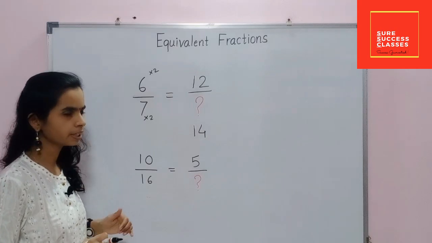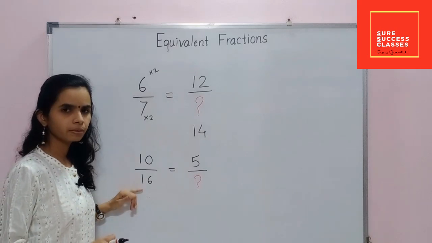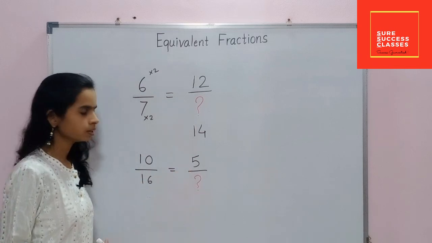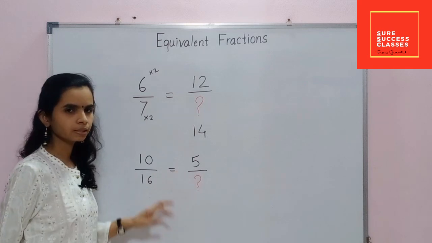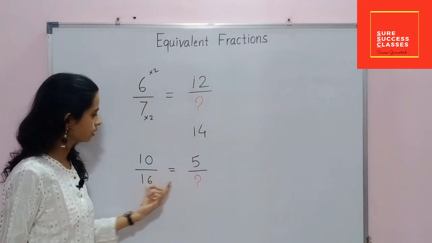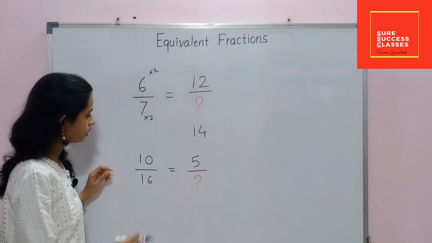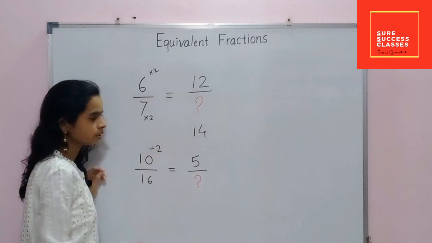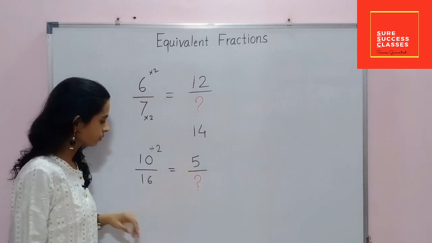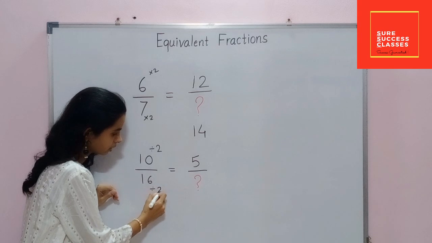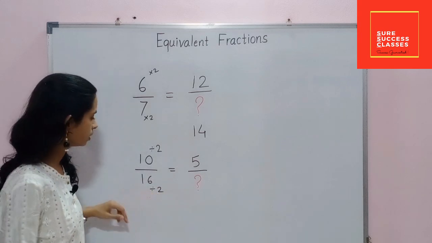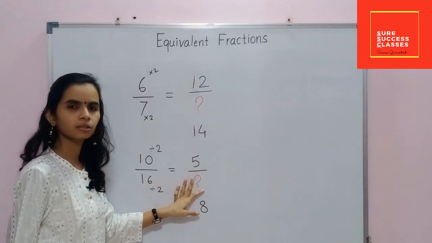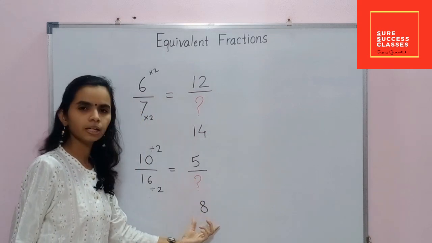Students, let's go for the next example. 10 divided by 16 is equal to 5 divided by question mark. Here the equal to sign suggests that these are equivalent fractions, and if we divide 10 by 2, then we will get the answer 5. Similarly, here also we will divide 16 by 2, then we will get 8, since 2 eights are 16. Means at the question mark, 8 should come.